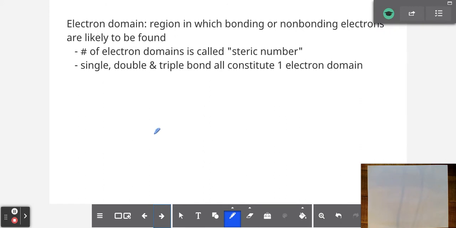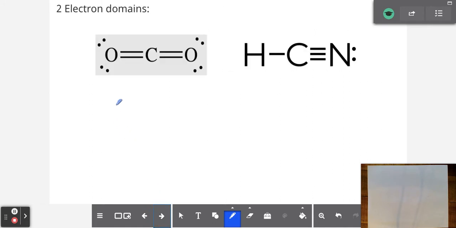So it's worth noting, I mentioned electron domain. This is defined as a region in which bonding or non-bonding electrons are likely to be found. And the number of electron domains is sometimes called the steric number. Another thing worth noting is that it doesn't matter whether you have a single, double, or triple bond, all of these constitute one electron domain. So let's do some analysis here.